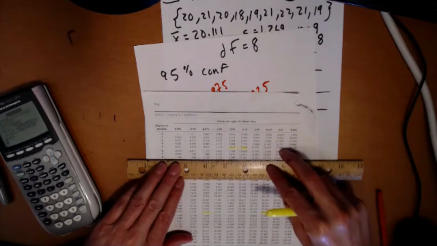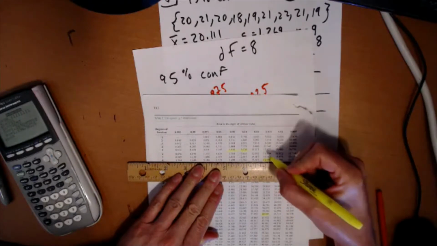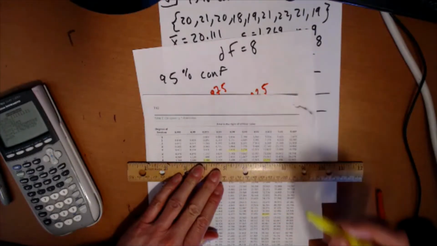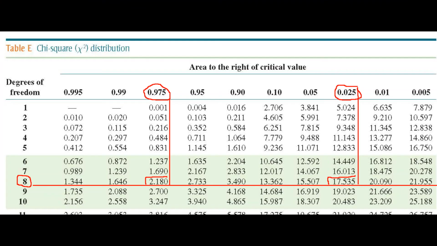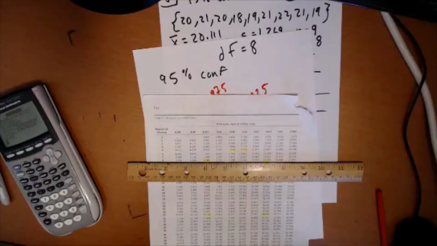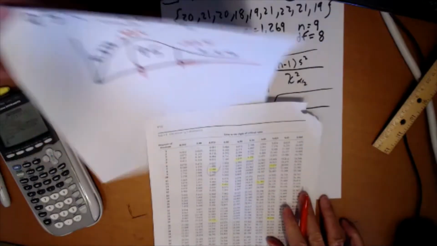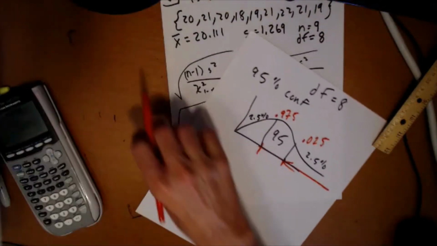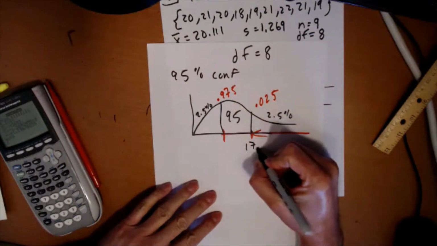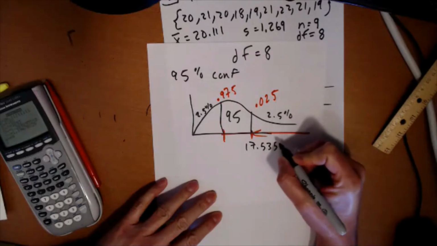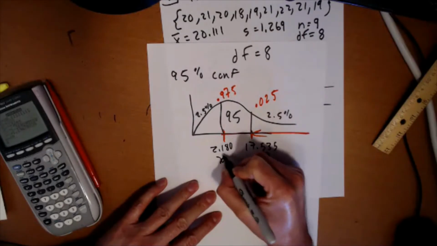DF 8, okay, DF 8, 0.025, 0.975. I see 2.180 and 17.535. Okay, let me circle those, make it easy for me. So that's going to be 17.535 and 2.180. Those are my chi-squared values.